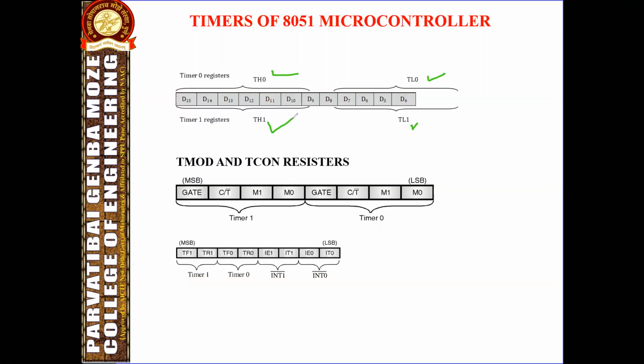These registers can be accessed like other registers such as register A, register B, R0, R1, etc. This is the Timer 0 register and this is the Timer 1 register. There are two timers, Timer 0 and Timer 1. Timer 0 includes the 16-bit register TL0 and TH0, and Timer 1 includes the 16-bit register TL1 and TH1.